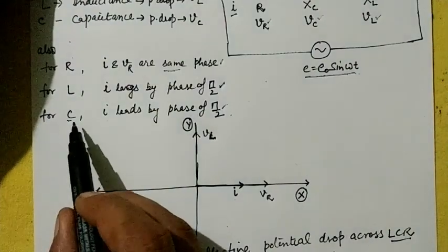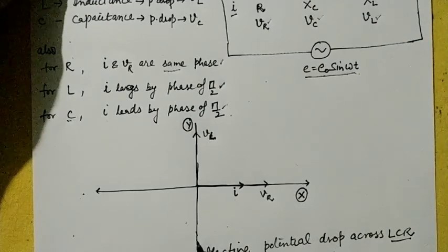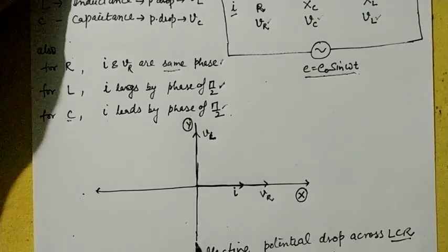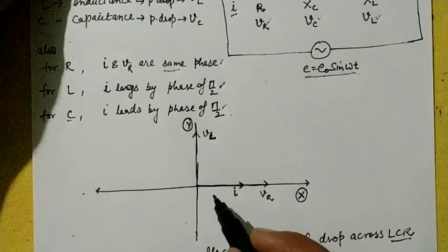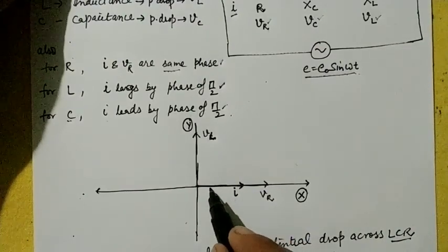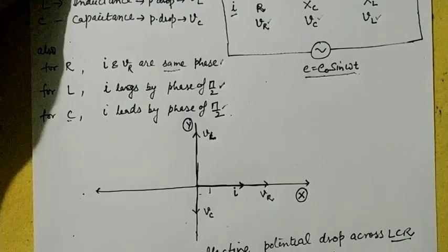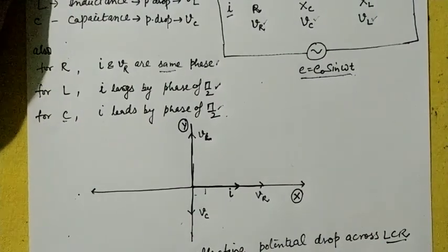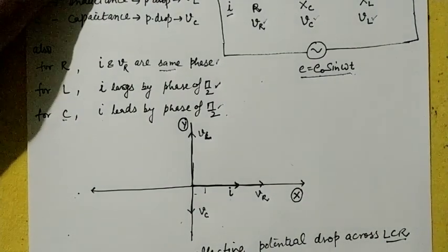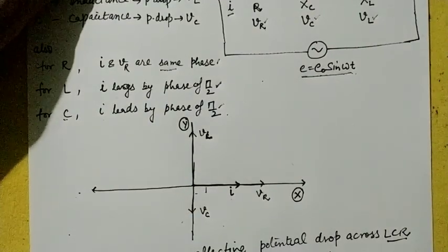For the capacitor, the current leads by a phase of pi by 2, which means the voltage lags behind the current by pi by 2. The current is along this direction, and lagging means behind this much. So I take this as VC. This is how we have drawn all the potential drops on this phasor diagram.